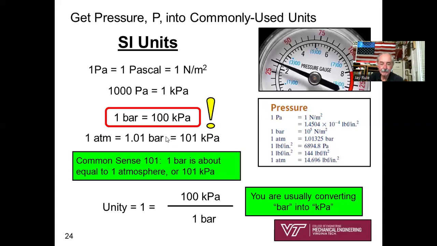SI units. Commit to memory that 1 bar is 100 kPa. There are some subtle reasons for doing this, and I'm going to show you this in just a minute. In algebraic equations, you're nearly always converting bars, I'd say always, into kPa. In my unity trick, 100 kPa is 1 bar. So these two things are identical statements to each other.